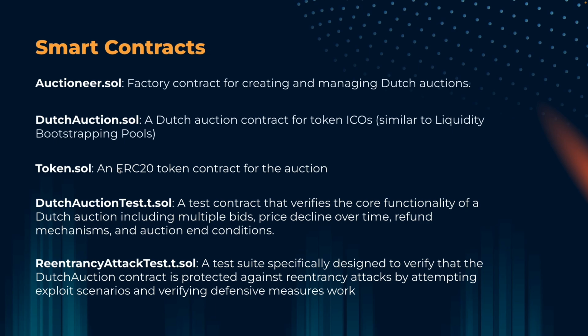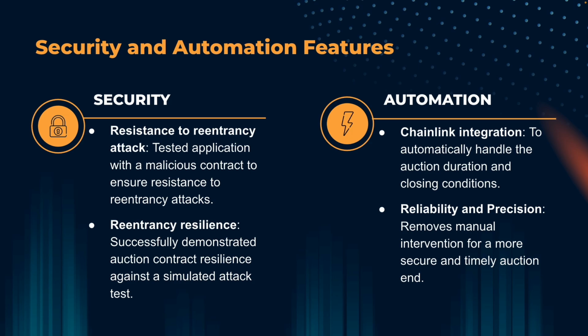These contracts are thoroughly tested for functionality and security, including handling multiple bids, price declines, refund mechanisms, and protection against re-entrancy attack. For us, security is a top priority. So we have tested our contracts using malicious contract simulations to ensure resistance to re-entrancy attacks. We have also automated using Chainlink integration that automates auction duration and closing conditions, removing manual intervention for a more secure and timely auction end.